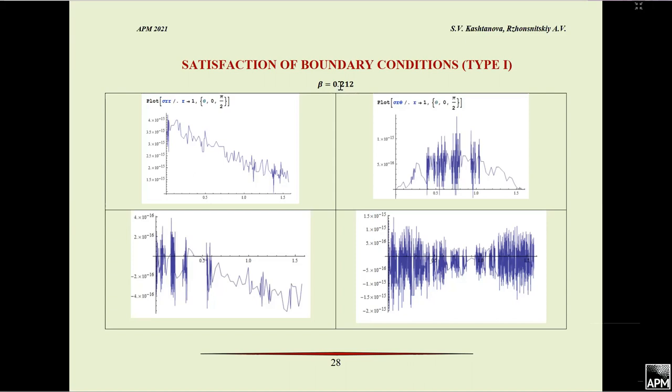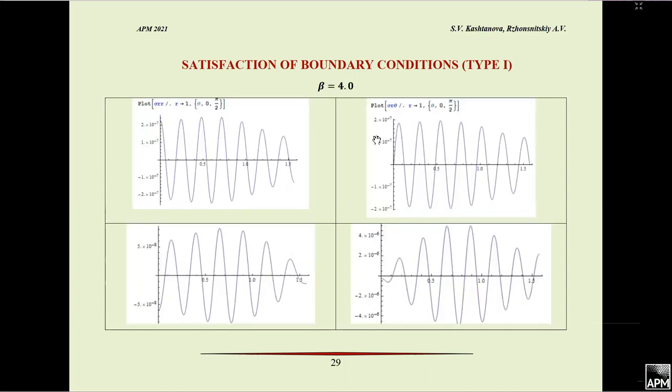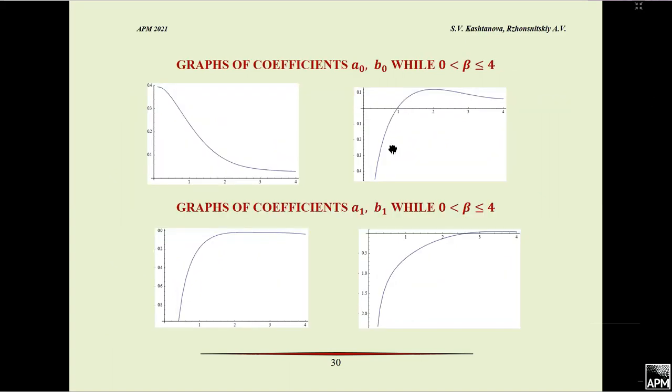For example, for small beta, when we have 18 basis functions, the error is of order 10 to the minus 15. If beta is equal to 4, it's of order 10 to the minus 7. But if you want more accuracy, you can take more basis functions, no problem.